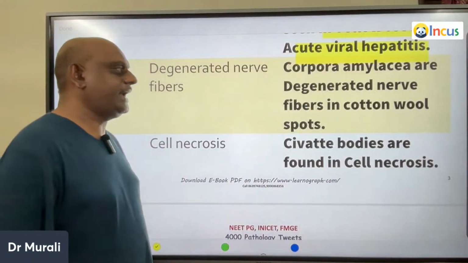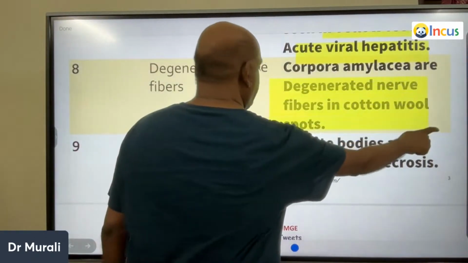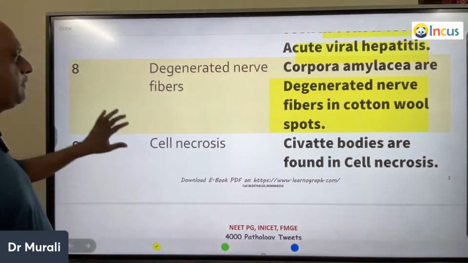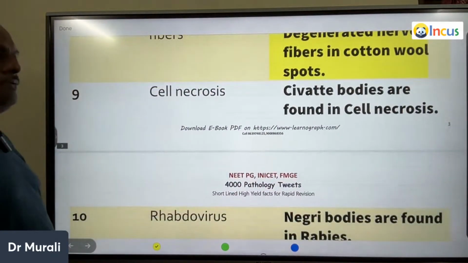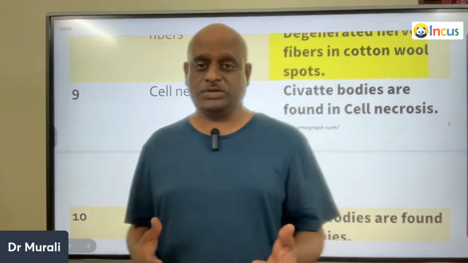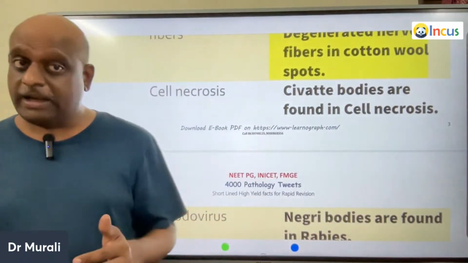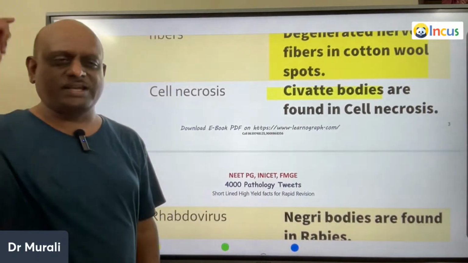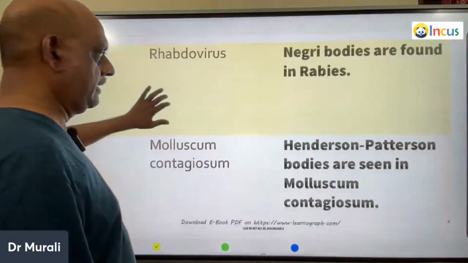So Councilman bodies, you see it in yellow fever, in acute viral hepatitis. Corpora amylacea, typically they are the degenerative nerve fibers, which you see in the cotton wool spots. Then whenever cell necrosis is there, like in the case of lichen planus, we find what are called as the civatte bodies is what you need to remember.